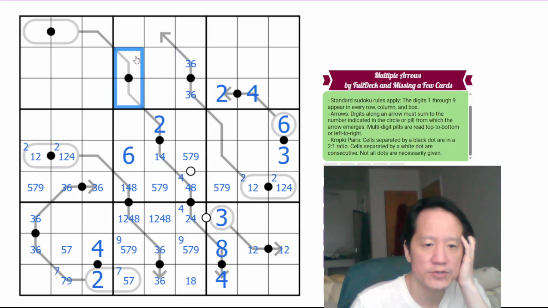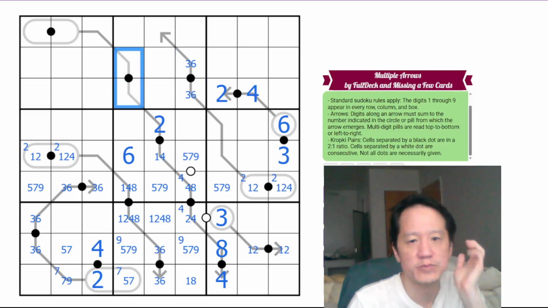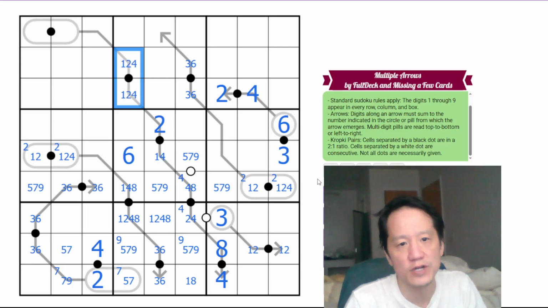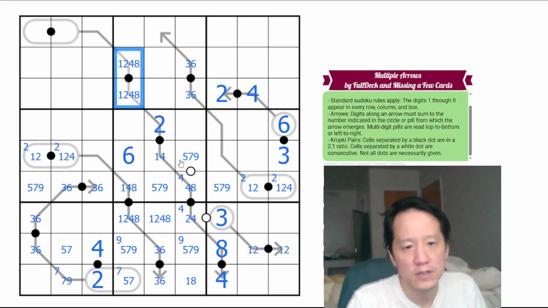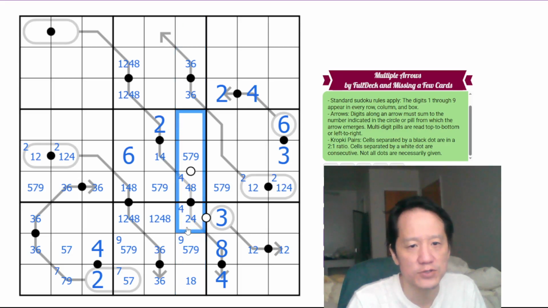This cannot be a 3, 6 pair. It has to be one of the digits from 1, 2, 4, 8. Because of this 3, 6 pair, 3 cannot be in the rest of the column. So this can't be 3. Where is the 3 in the central box then? Can't be here, can't be here, or here, or here. It must be here. So this is 3.